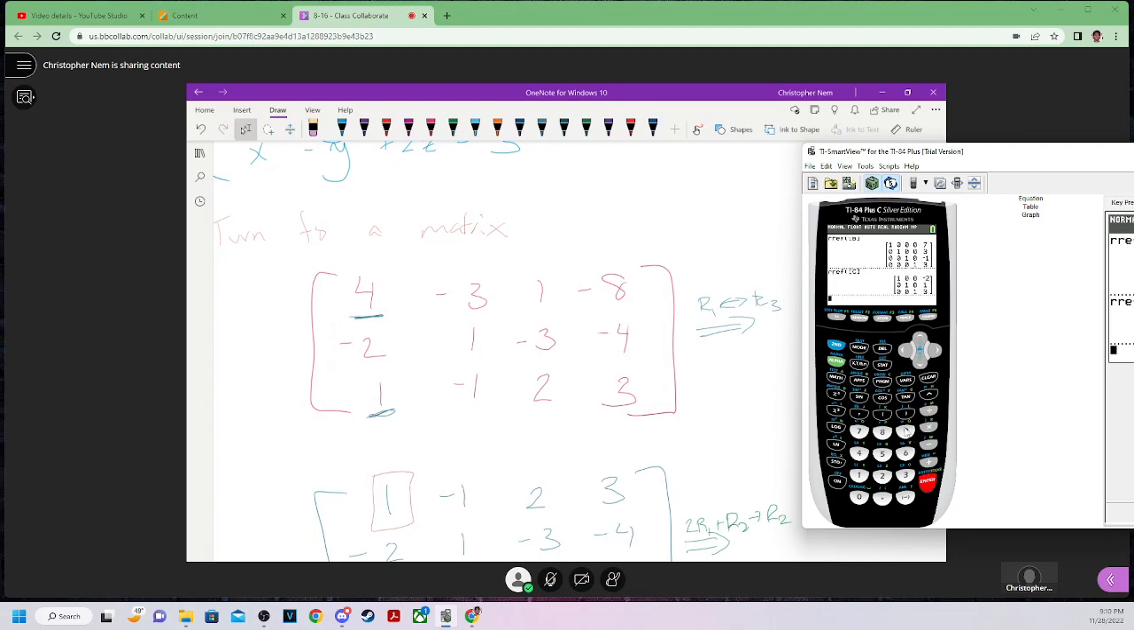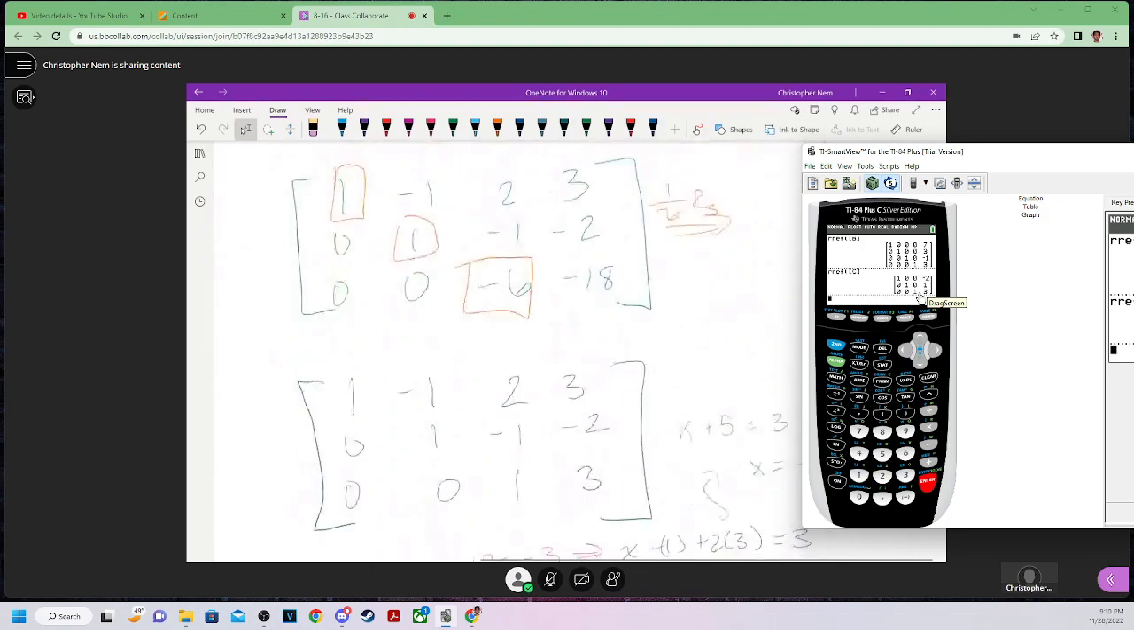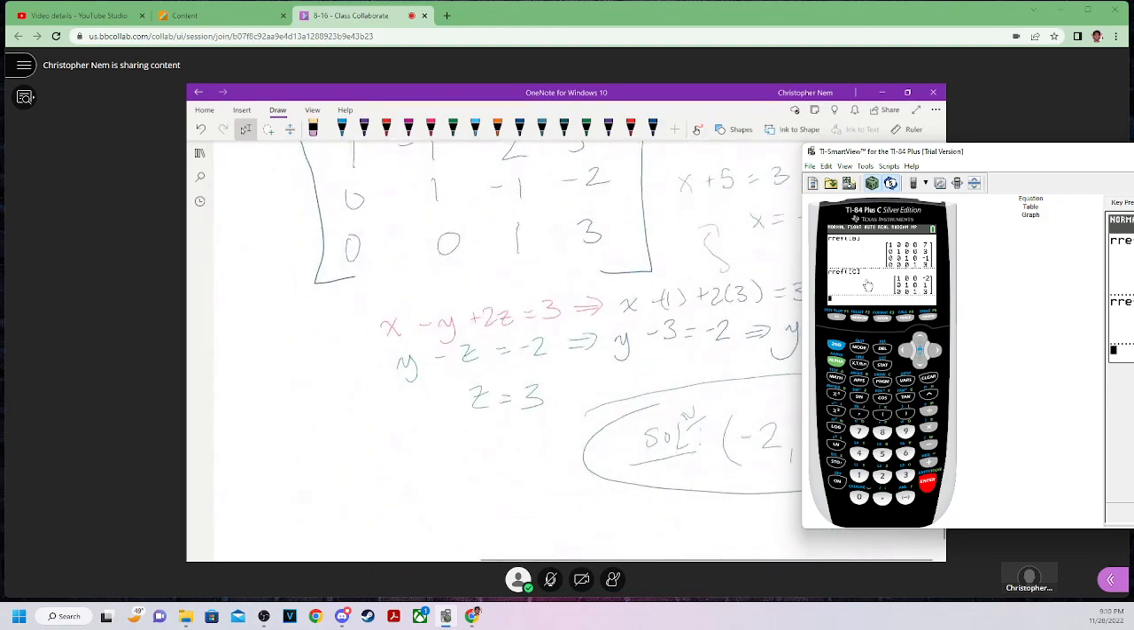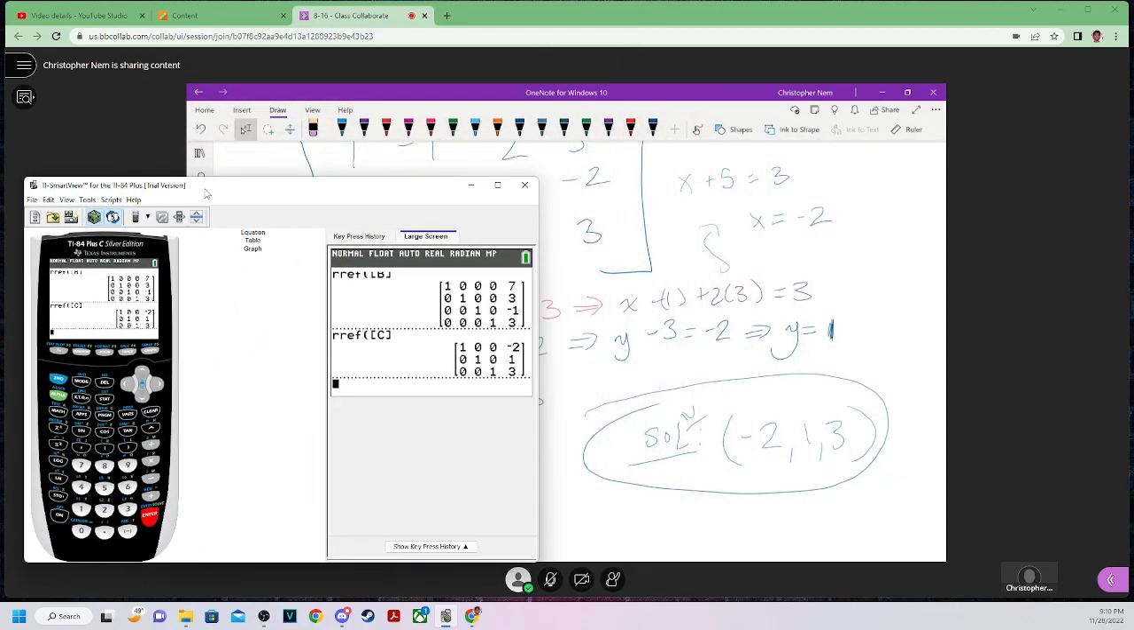Enter. Boom. So if you look over here, your x value should be negative 2. Your y value should be 1. And your z value should be 3. And let's just see if that matches up with what we have over here. Boom, boom, boom, boom. Yep. So we have the correct solution. So you do not need to put it in reduced row echelon form, but your calculator does. And that's an easy way to see what your solution is.